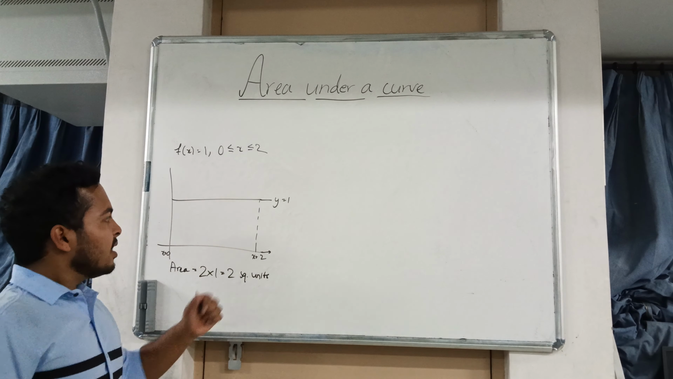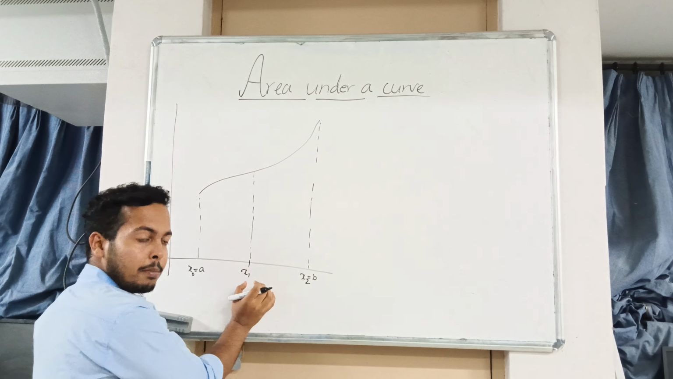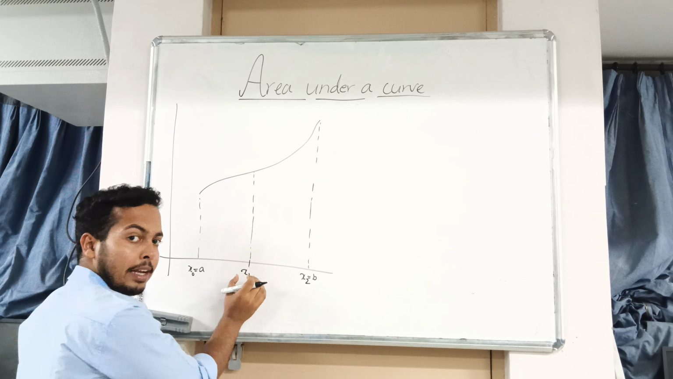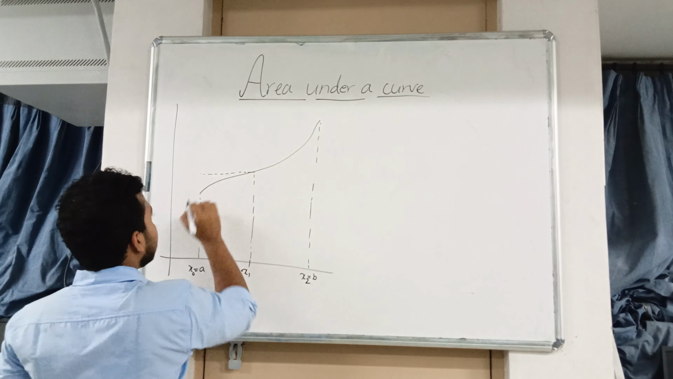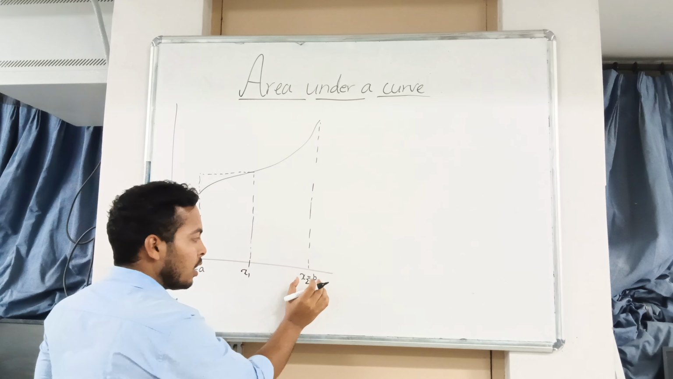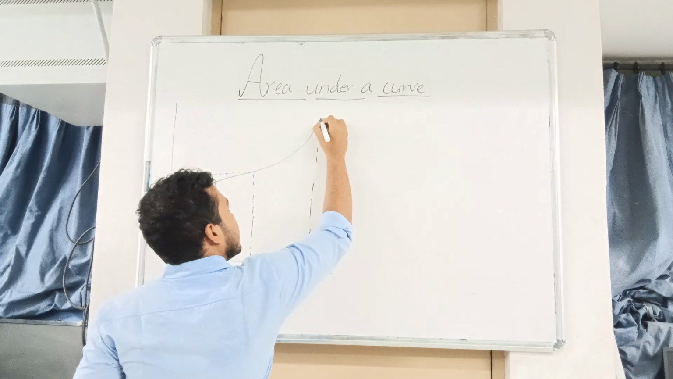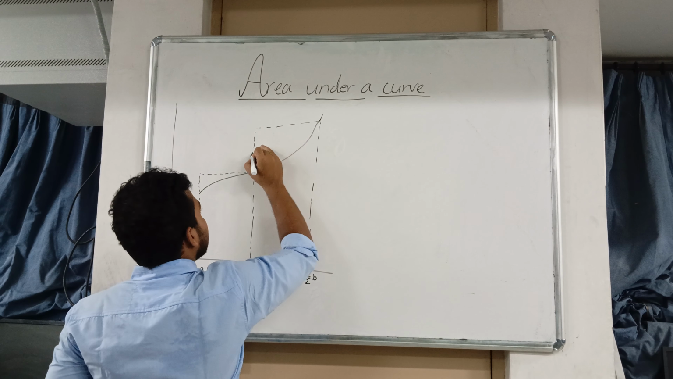The width of the rectangle is equal to the length of the subinterval, and the height of the rectangle would be equal to the functional value at the right end point of the subinterval. So in the first subinterval, the height of the rectangle would be f of x1. So the rectangle would look somewhat like this. And in the second interval, the height of the rectangle would be the functional value at b. So it would be f of b, which is here. So the rectangle would look like this.